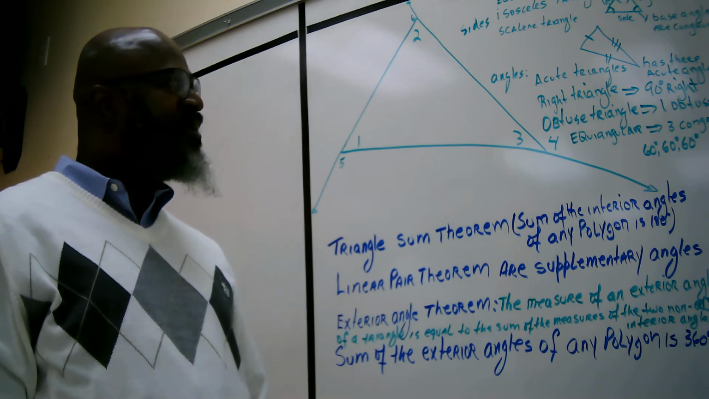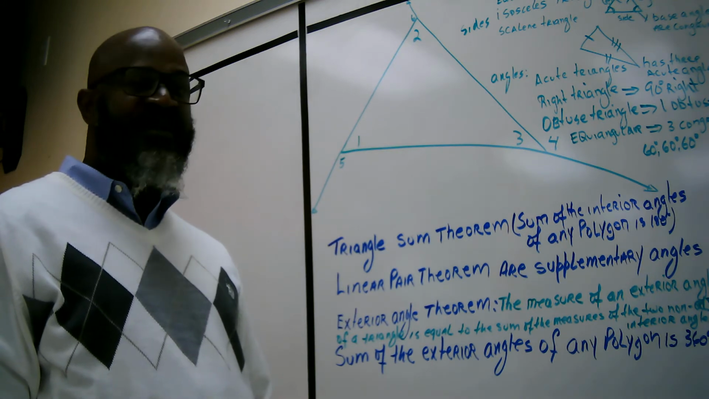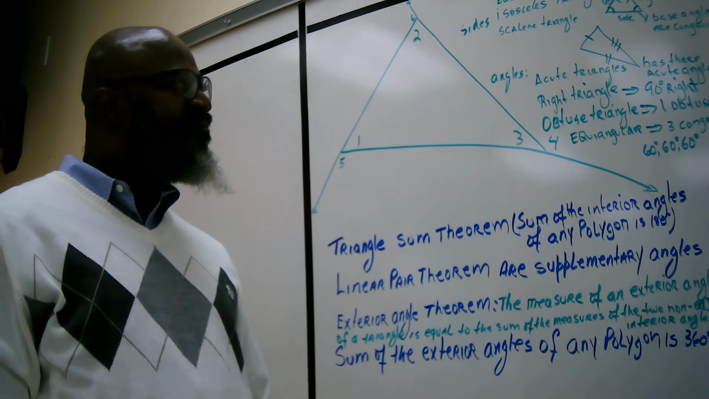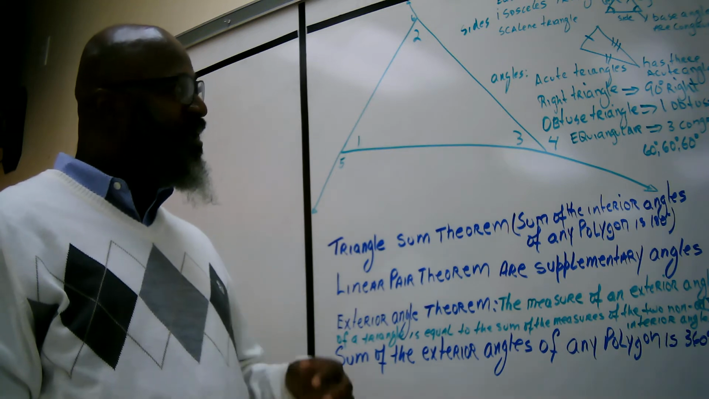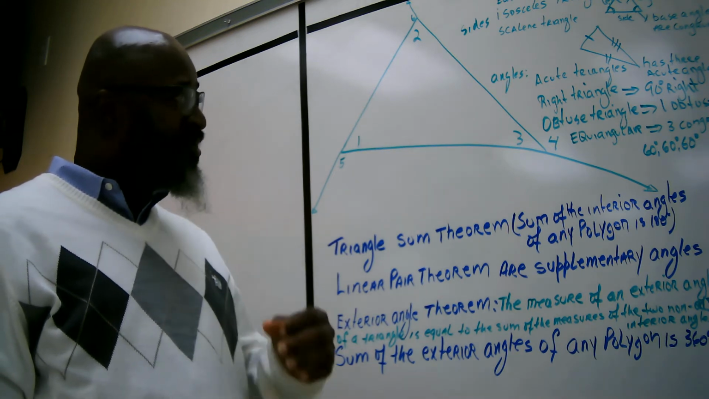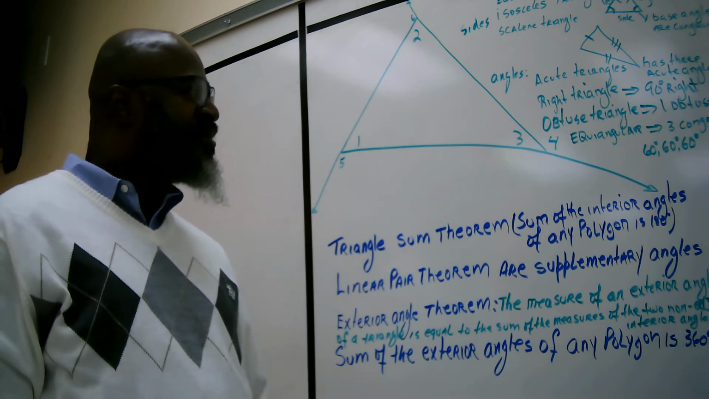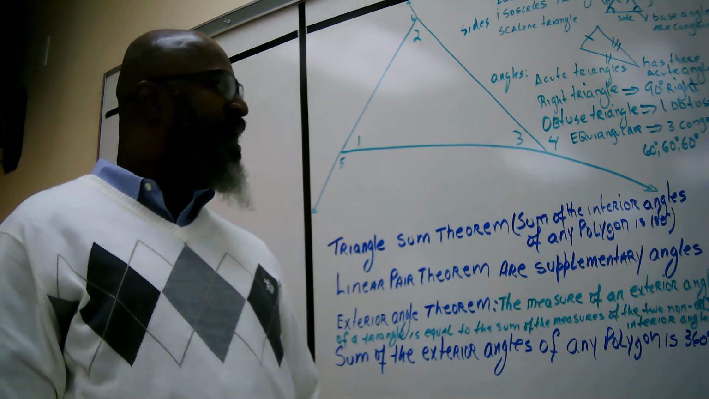In a scalene triangle, you have no congruent sides. These sides are uneven, and if these sides are uneven, the angles will not be equal also. A scalene triangle has no congruent sides, no congruent angles. So we have the other four triangles according to angles.